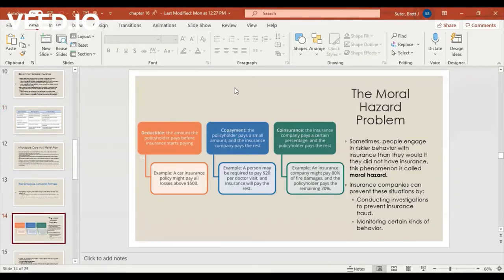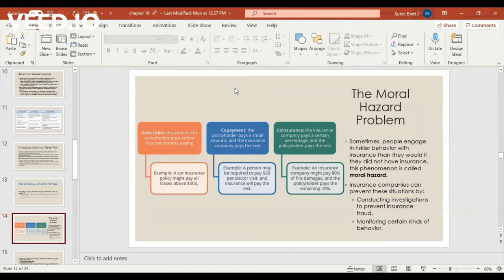Moral hazard problem. Sometimes people engage in riskier behavior with insurance than they would if they did not have any insurance. This phenomenon is called moral hazard. Now, insurance companies can prevent these situations by conducting investigations to prevent insurance fraud while also monitoring certain kinds of behavior.